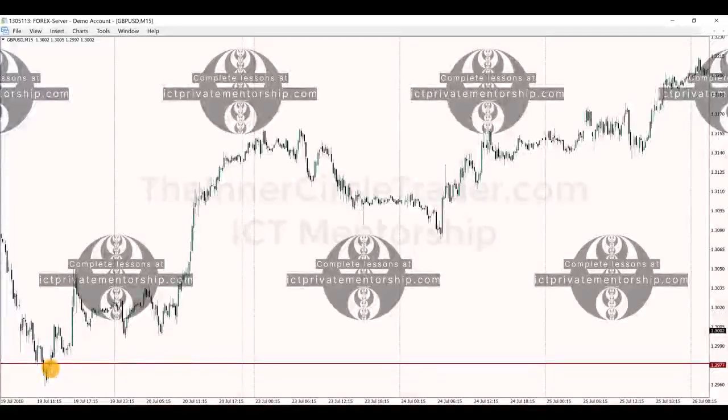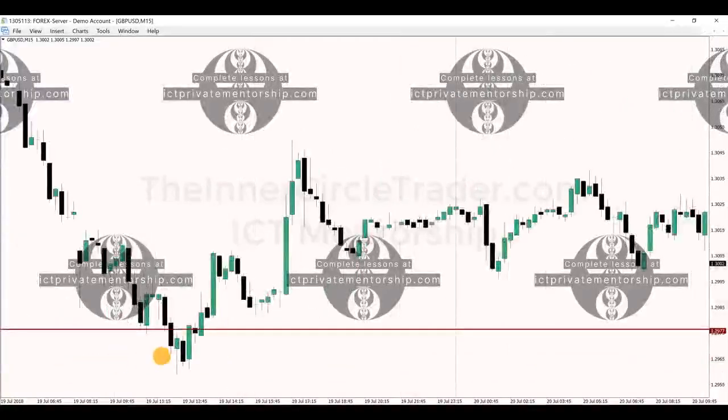What's this candle here? I'm going to zoom in. What's this candle? Obviously it's an order block, but what kind of order block is it? Propulsion candle. Remember the rules of the propulsion candle. A propulsion candle is going to be a bullish order block. In this case, everything I'm about to say is reversed for bearish propulsion candles.